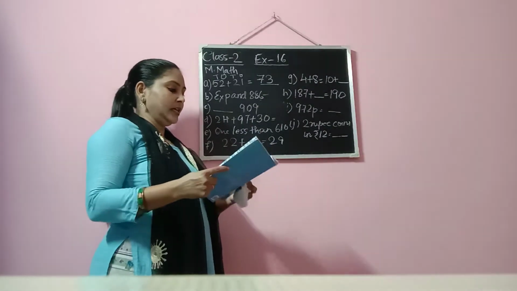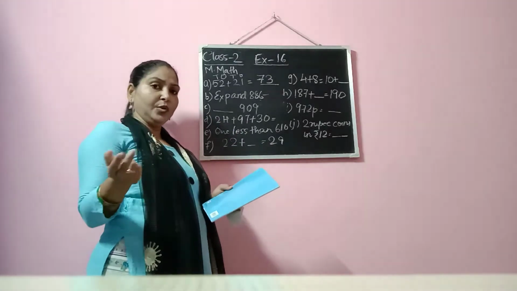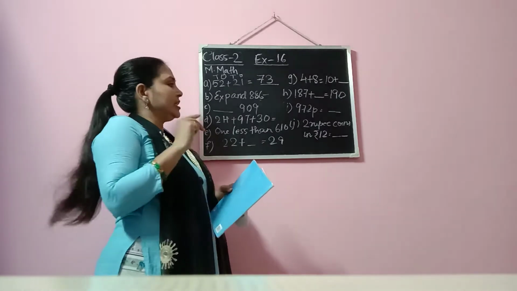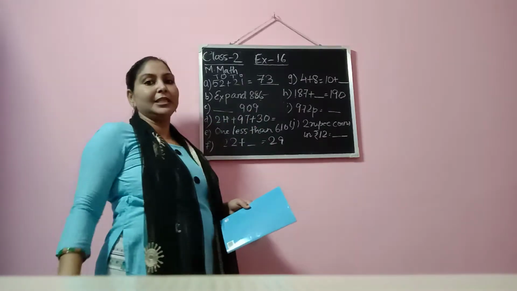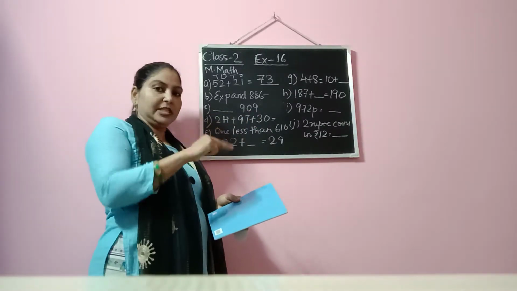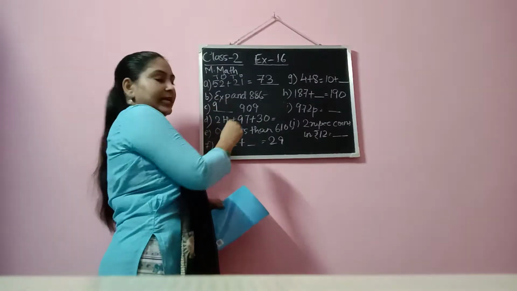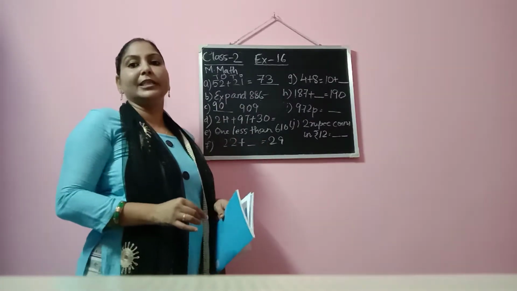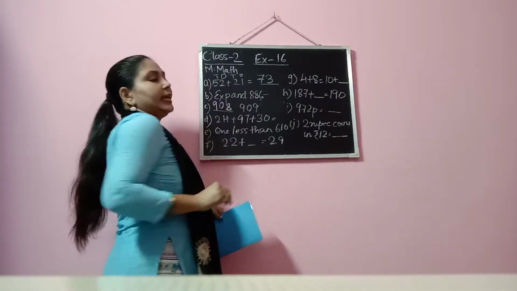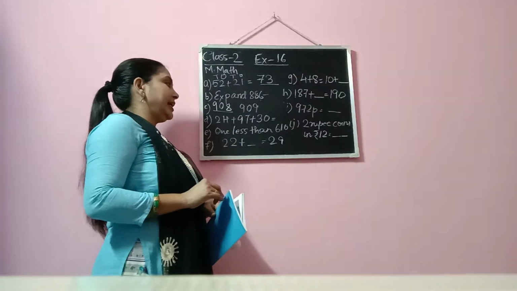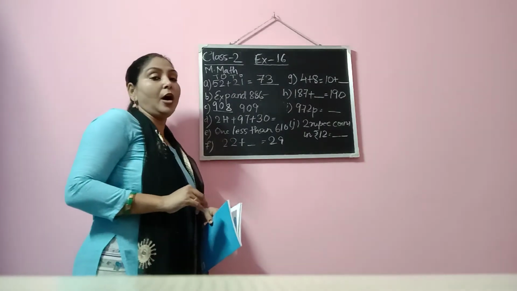Which number comes just before 909? Now you have to recall the countings. Just before 909, which number will come? So here you need to see, in the ones place, just the before number. Before 9 what comes? 8. So hundreds place will remain the same, tens place will remain the same, and only in the ones place one number will be less. So it will be 908.